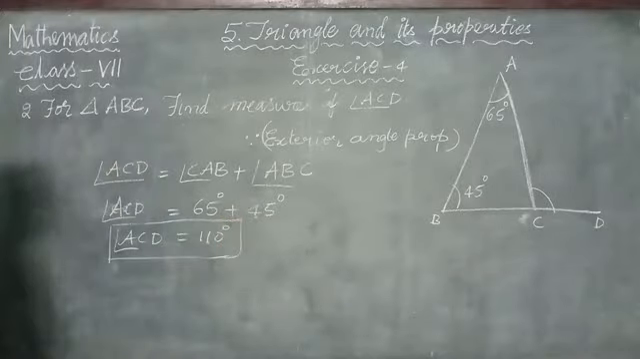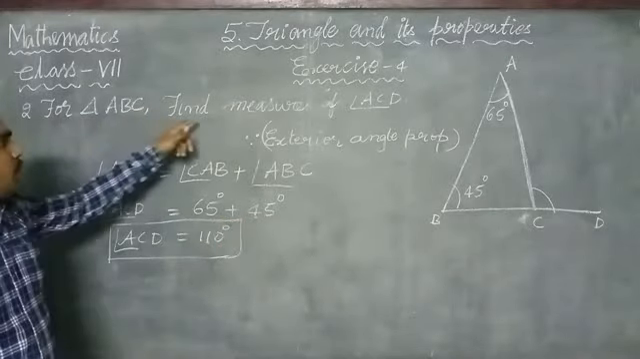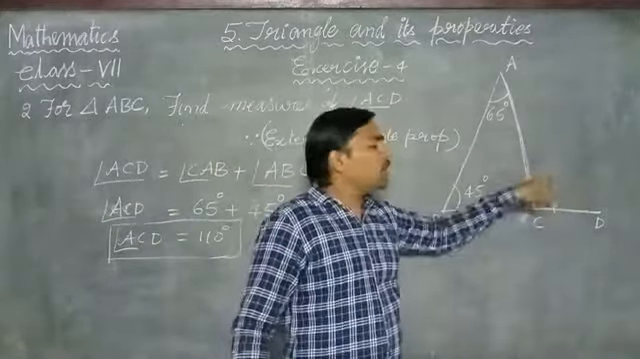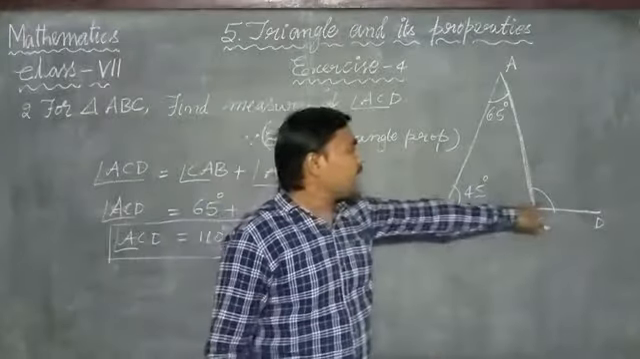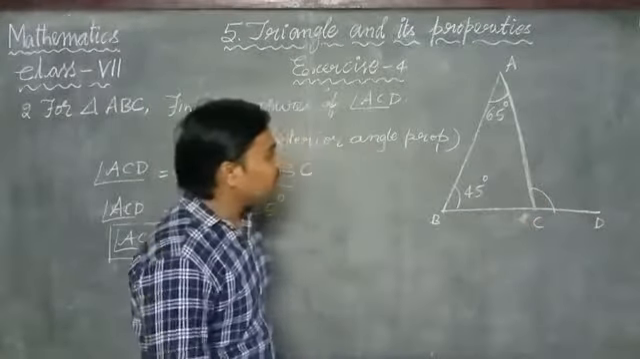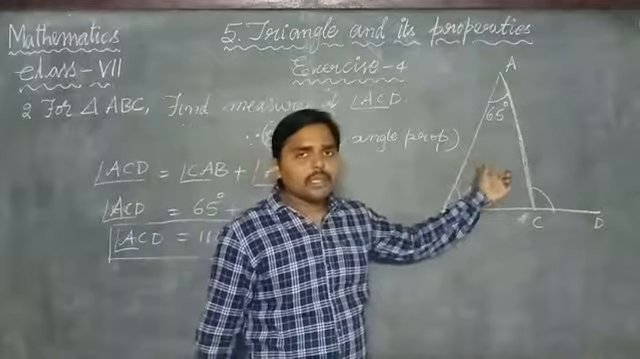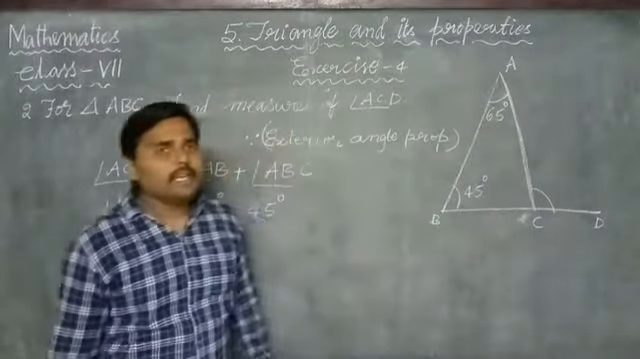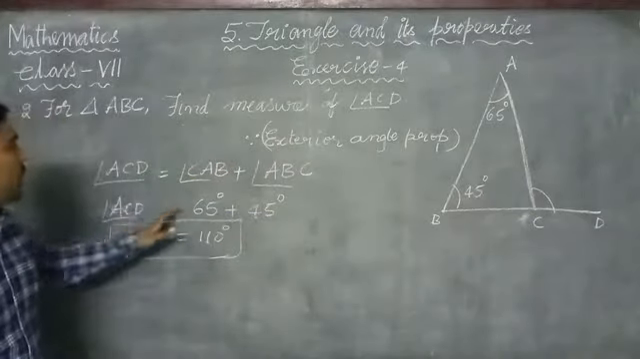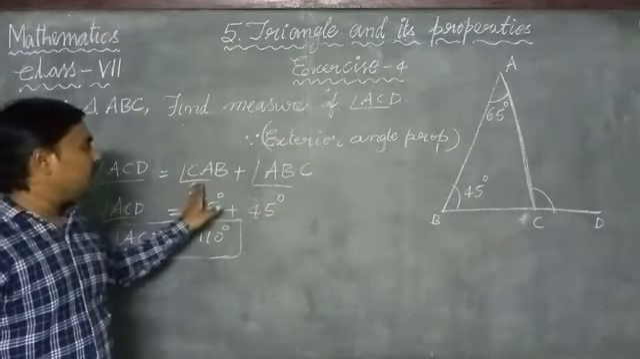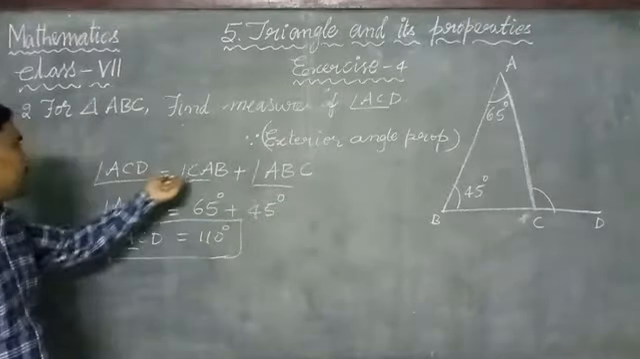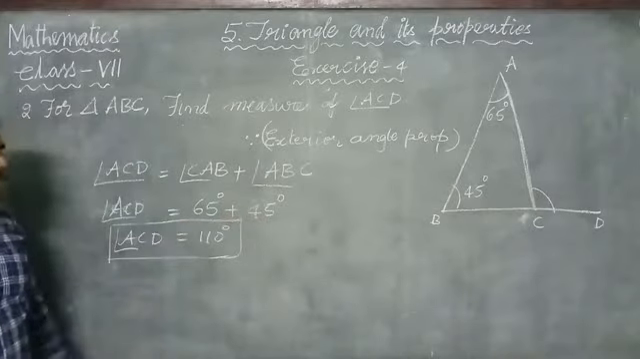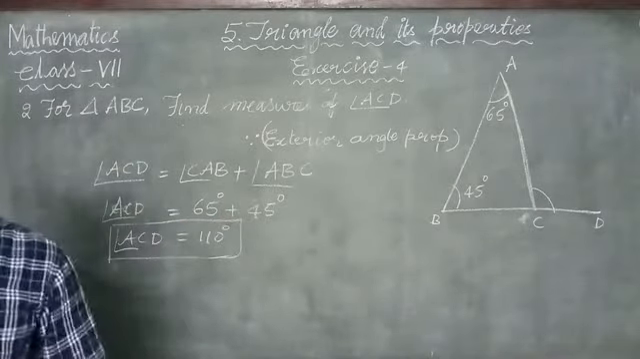So once again, for the triangle ABC, find the measure of angle ACD. Here we have to find the angle at C outside of the triangle, that is called the exterior angle. From the property of exterior angles we can say the exterior angle of a triangle is equal to the sum of opposite interior angles of the triangle. From that property we can write angle ACD equals CAB plus ABC. Then by substituting the values of CAB and ABC, we will get the angle ACD. Now let us see the next problem.